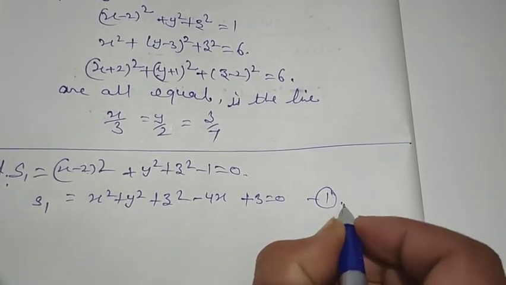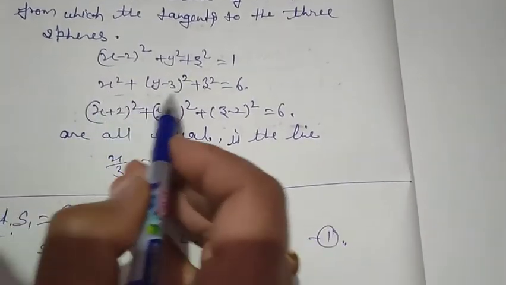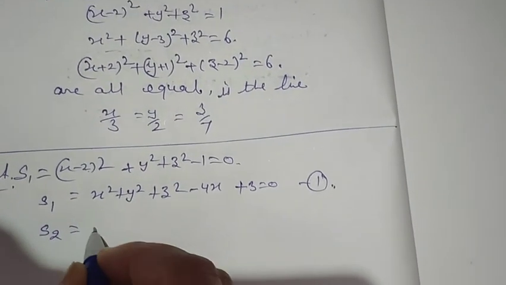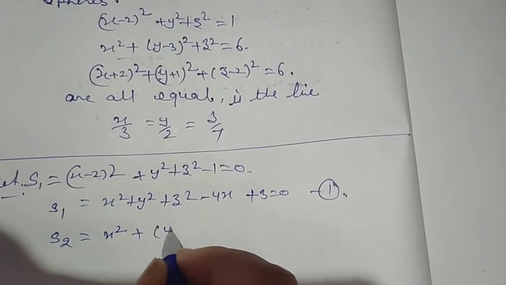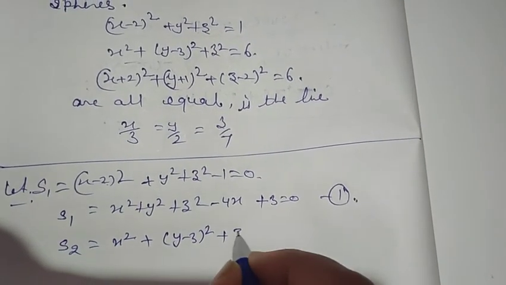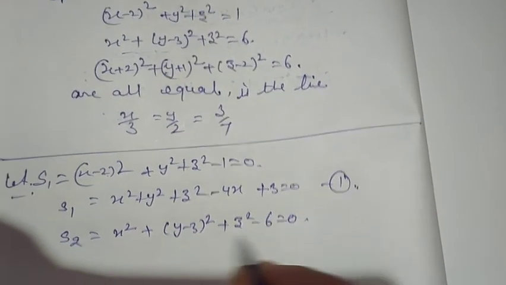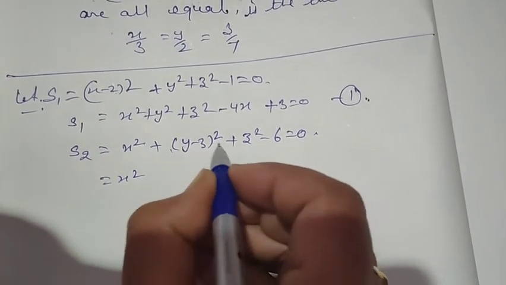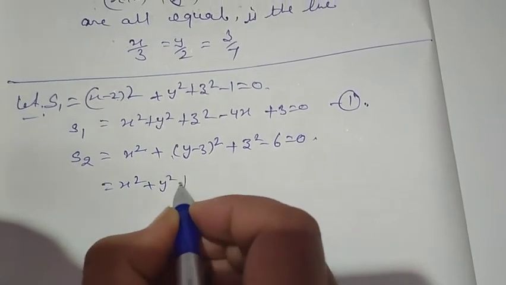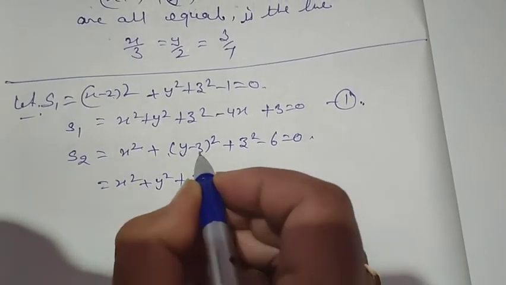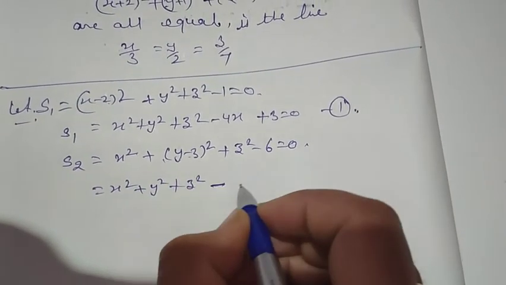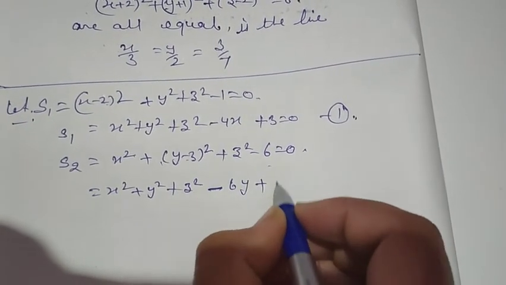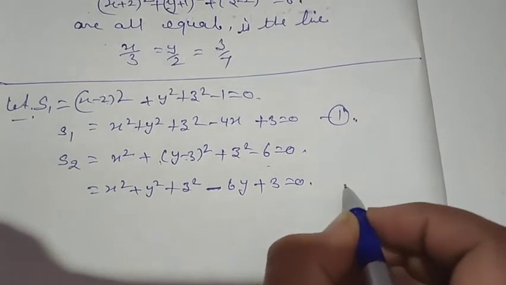This is the equation of the first sphere. Now the equation of the second sphere. S2 is x square plus (y minus 3) square plus z square minus 6 is equal to 0. After solving this equation, x square plus y square plus z square minus 2 into 3y minus 6y plus 9 minus 6 plus 3 is equal to 0.